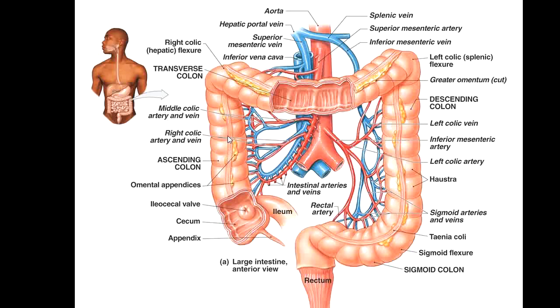The whole length of the colon contains three lines of muscular masses, and these are called taenia coli. What is the function of taenia coli? These are three in number, three lines throughout the whole length.